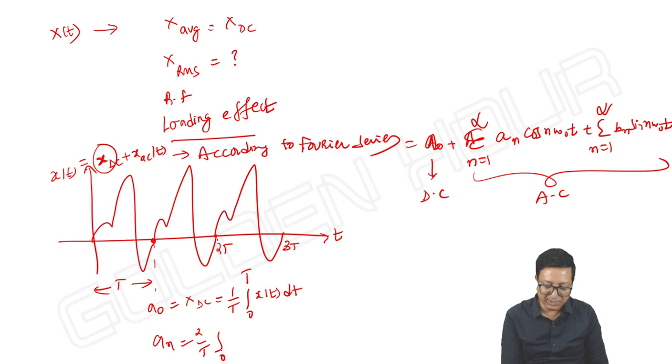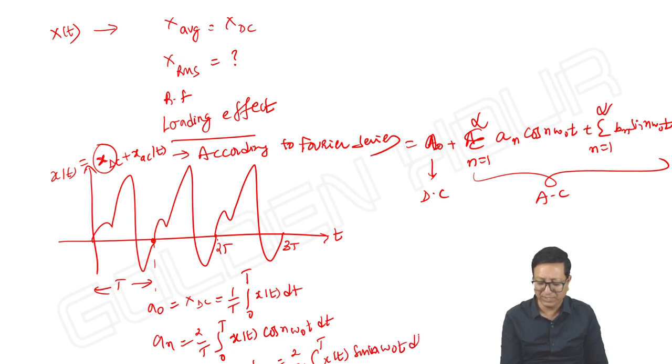2 by T integral 0 to T x of t cos n omega naught t dt, and b n is equal to 2 by T integral 0 to T x of t sin n omega naught t dt. We are well aware of all these formulas. Let it be. So here x naught is a DC term.